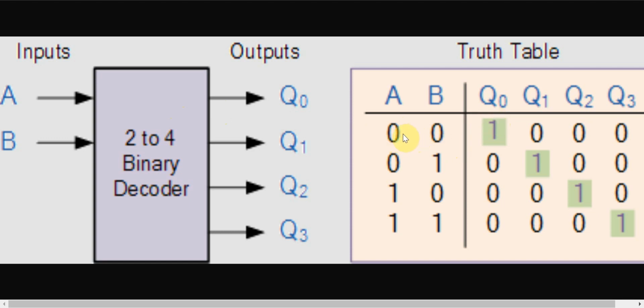For example, if we consider this truth table, 0, 0, if you convert it to decimal, it's 0. So only at that time Q0 will be 1 and all remaining signals will be 0. If you take 0, 1 and convert it to decimal, it's 1. So only Q1 will be 1 and all remaining signals will be 0. Similarly, 1, 0 is 2 and 1, 1 is 3, and those signals are 1.